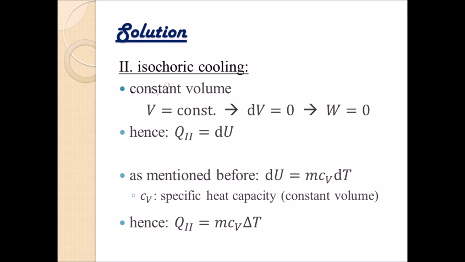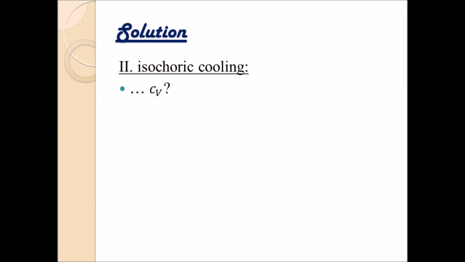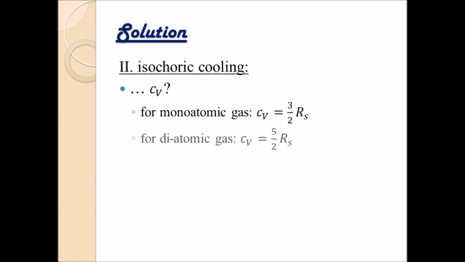What is Cv here? Because this actually wasn't given. Well, Cv is more or less a constant. For any monoatomic gas, Cv equals 3/2 multiplied with Rs, the specific gas constant. On the other hand, for any diatomic gas, Cv is 5 divided by 2 multiplied with Rs. So we have to take this.